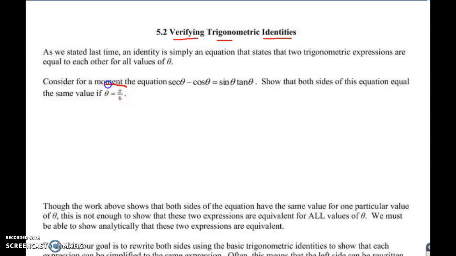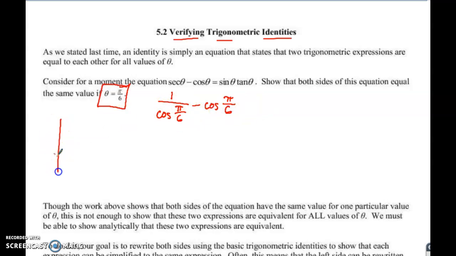So in this problem, they just want to verify first that both sides of the equation are equal to the same value for theta, in this case pi over 6. As we look at this, this problem is really the same as 1 over cosine of pi over 6, minus cosine of pi over 6. It might help some of you.